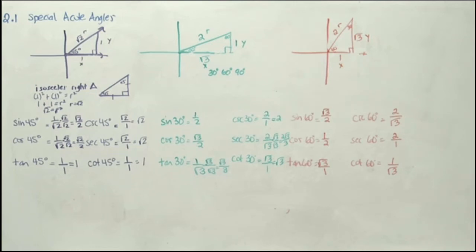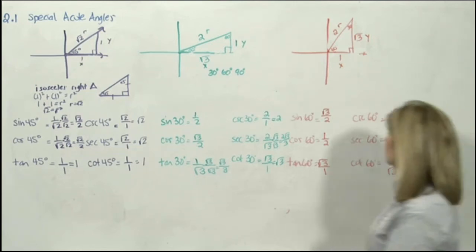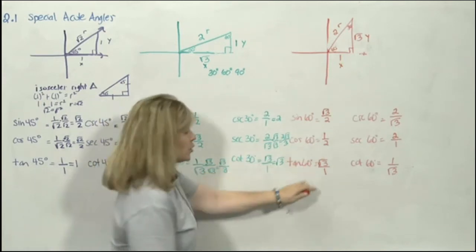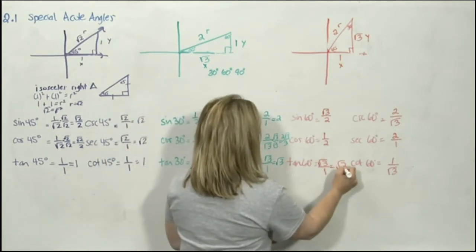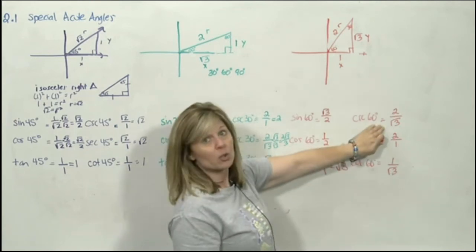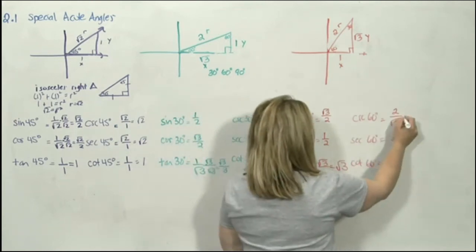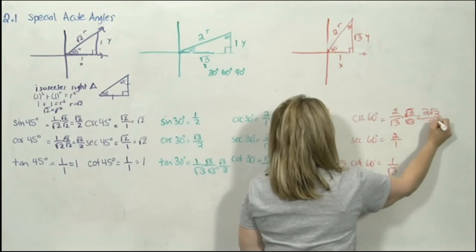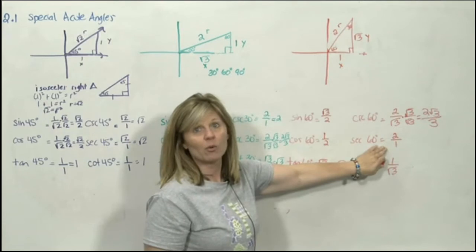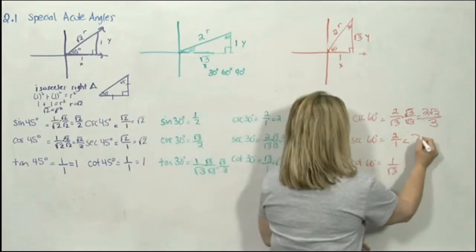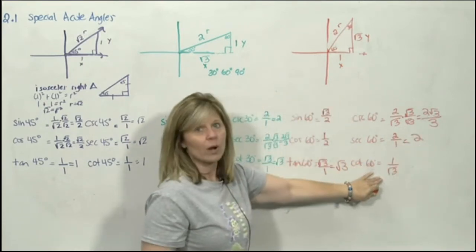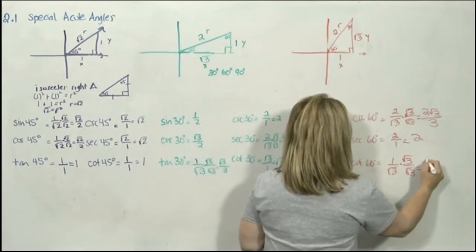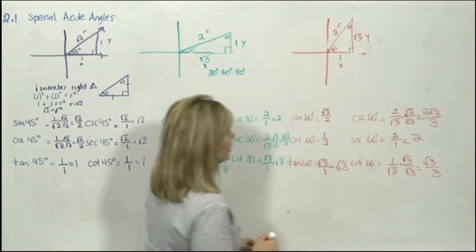Well, are all 6 of those fraction values acceptable? Yes, yes, no. Square root of 3 over 1 is square root of 3. 2 over square root of 3, no. Rationalize. Multiply by square root of 3, so that's 2 square roots of 3 over 3. 2 over 1, no. That's 2. 1 over square root of 3, no. Let's rationalize. Square root of 3 over 3.